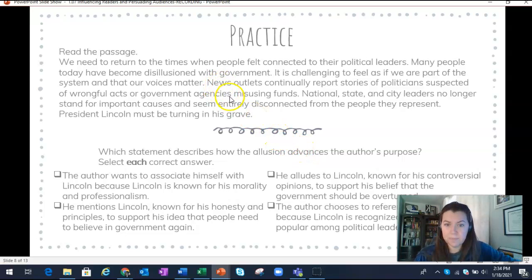Okay, this passage says we need to return to the times when people felt connected to their political leaders. Many people today have become disillusioned with government. It is challenging to feel as if we are part of the system and that our voices matter. News outlets continually report stories of politicians suspected of wrongful acts or government agencies misusing funds. National, state, and city leaders no longer stand for important causes and seem entirely disconnected from the people they represent. President Lincoln must be turning in his grave.